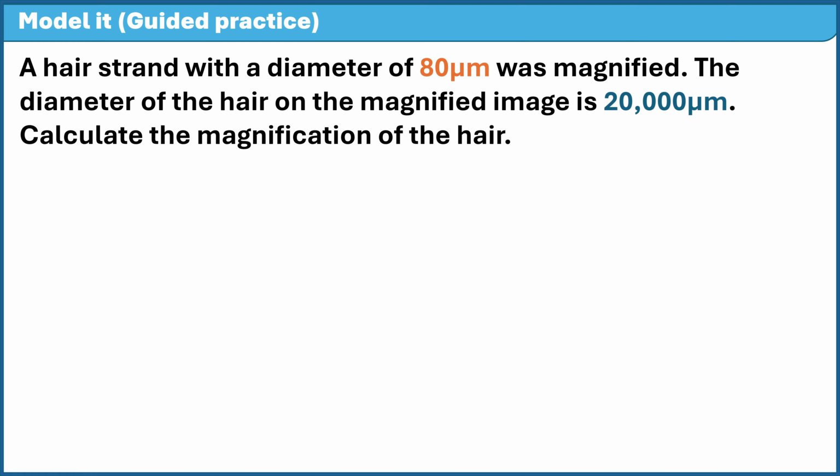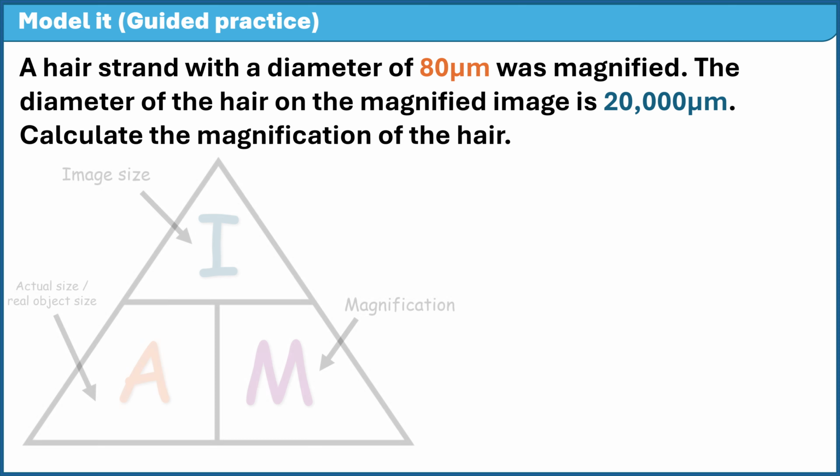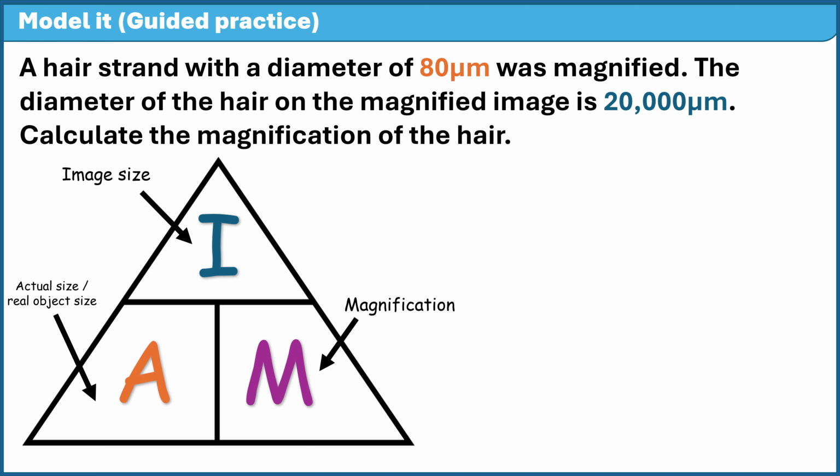Let's try applying this formula together. The first practice question reads, a hair strand with a diameter of 80 micrometres was magnified. The diameter of the hair on the magnified image is 20,000 micrometres. Calculate the magnification of the hair. Step 1 is we must cover up what we're trying to find in the formula triangle. We are trying to find magnification, so let's cover that.